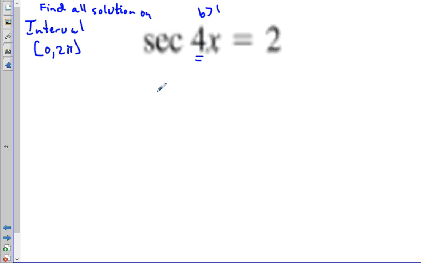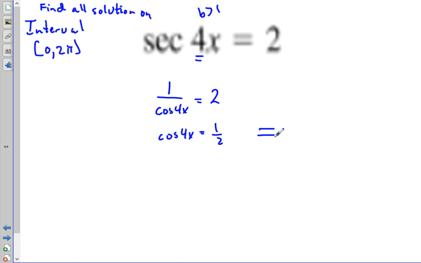So from here, we know secant. I don't like to keep secant like this. I like to put it in cosine because that helps me out a little bit, because we like to use the inverse cosine. So I'm going to put it as 1 over cosine of 4x equals 2. We'll flip this around, and now we have cosine of 4x equaling 1/2.